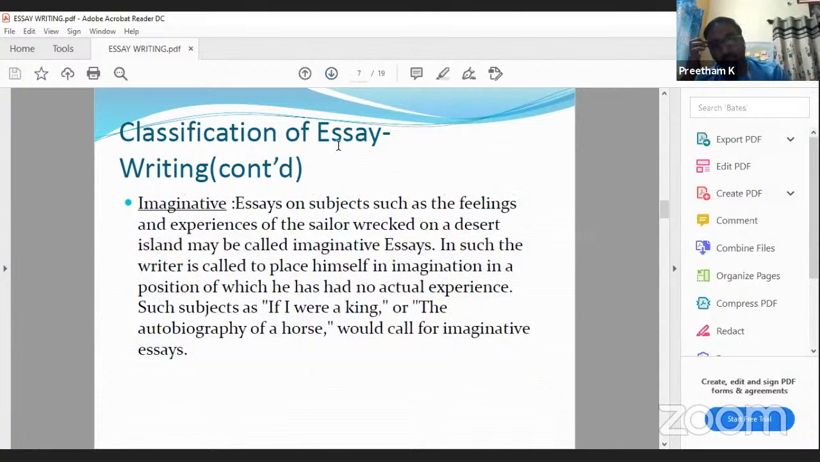Then imaginative. Essays on subjects such as the feelings and experience of a sailor wrecked on a desert island may be called imaginative essays. In such essays, the writer is called to place himself in imagination in a position of which he has had no actual experience. Such subjects as If I Were a King or the autobiography of a horse would call for imaginative essays. So even fiction, when people write novels, they imagine. That is also an elongated essay.